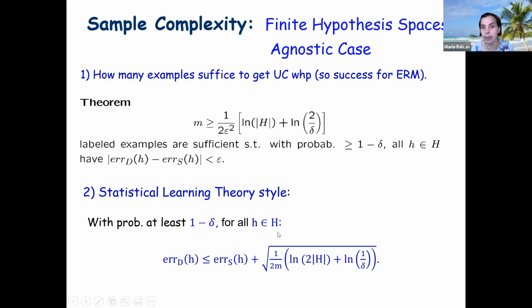So this is pretty remarkable. Uniformly for all classifiers in the search space, with high probability, the true error rate can be upper bounded by the empirical error rate plus a term that looks like square root of 1 over m log size of H, roughly speaking. And this term goes to 0 as m gets large.